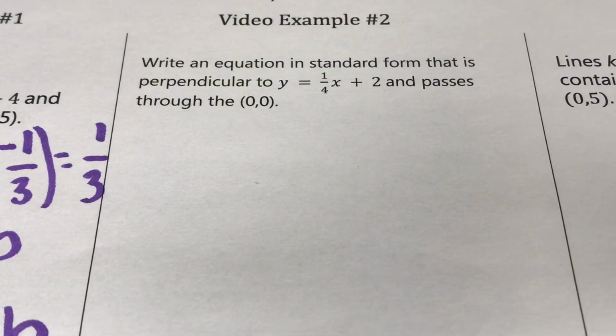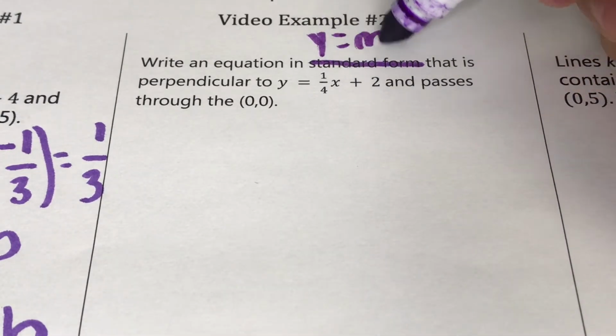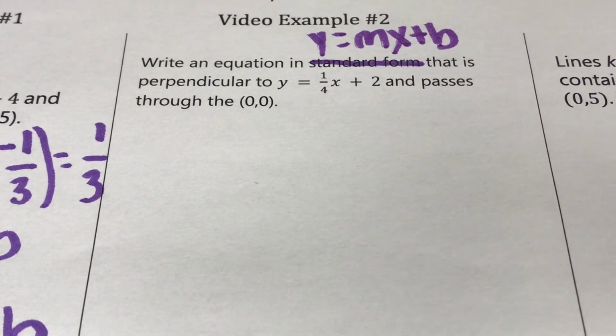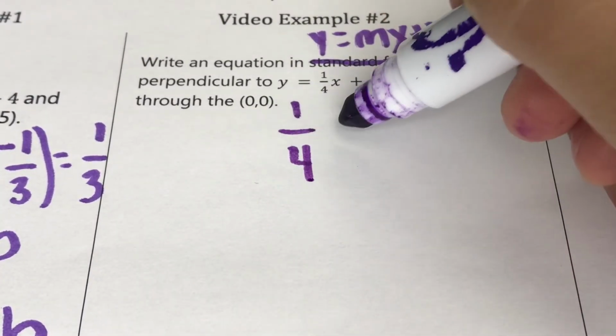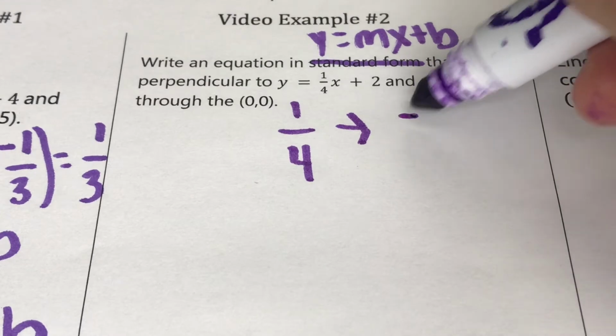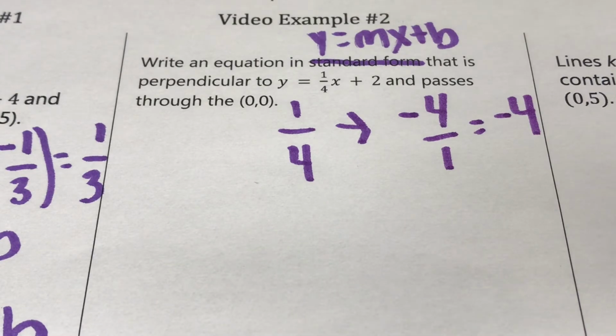Our second example is just like the first one. We want an equation, I'm going to cancel out standard form, I want an equation in y equals mx plus b slope-intercept form that is perpendicular to y equals 1/4 x plus 2 and passes through the point 0, 0. So first, let's take a look at the slope of our original line. The slope of our original line is 1/4. We want the negative reciprocal, so we flip it and add a negative sign. That's equal to negative 4 as our new slope for our perpendicular line.